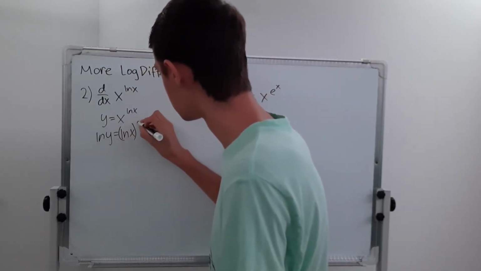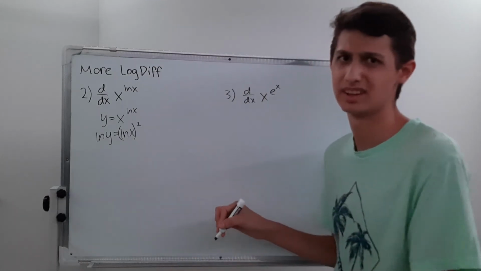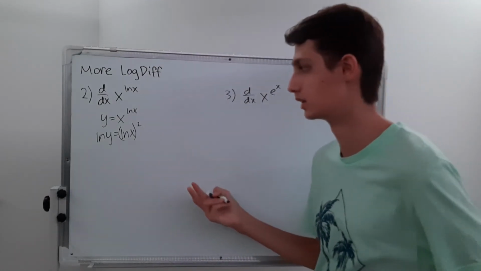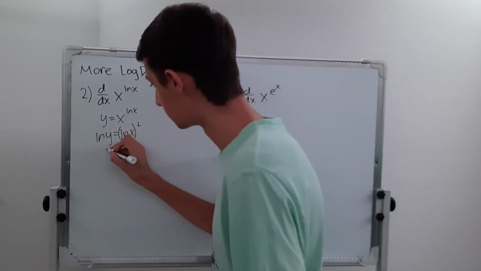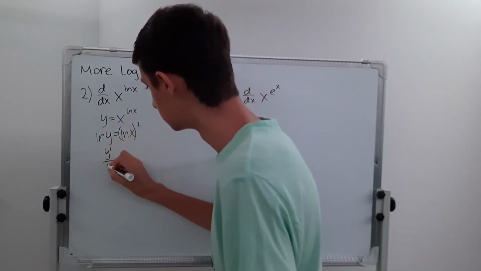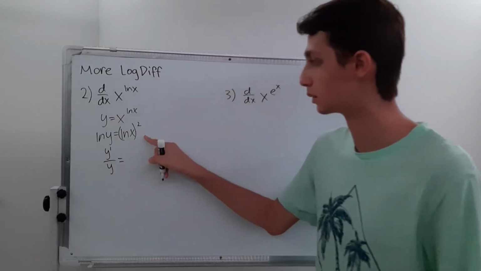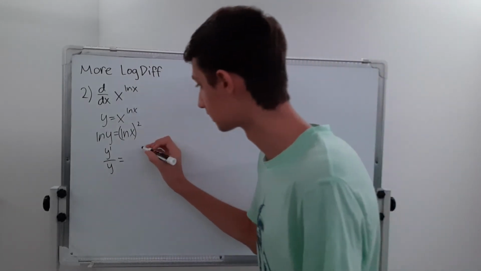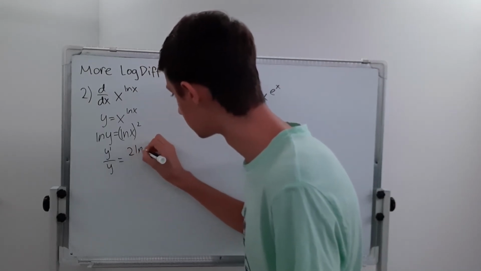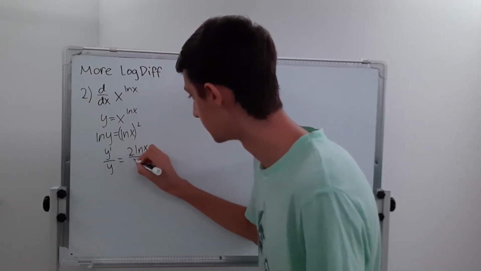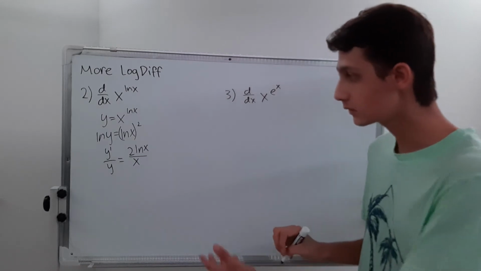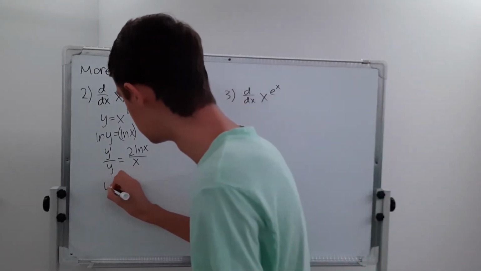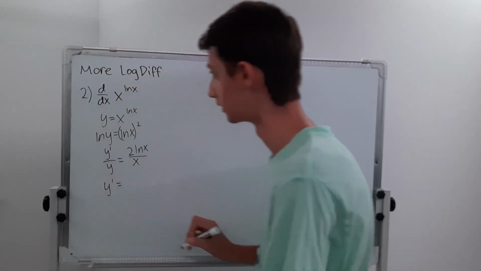You could use the product rule. It's actually pretty easy either way. I'm just going to do it this way because it's pretty easy to use the chain rule. Okay, so we get y prime over y, and this is going to be equal to 2 times ln x times the derivative of the inside, which is 1 over x, so we're going to divide by x right there.